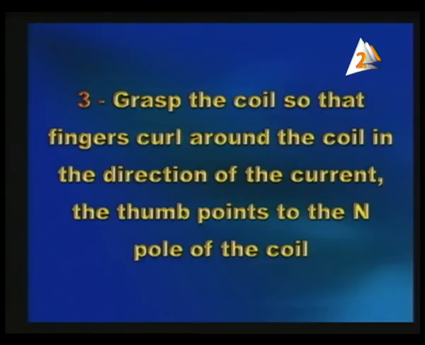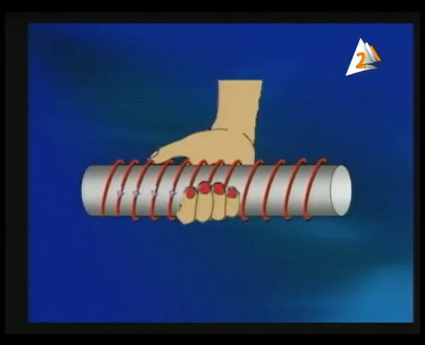Third method, grasp the coil so that your fingers curl around the coil in the direction of the current. Let me say it again. Grasp the coil so that your fingers curl around the coil in the direction of the current. The thumb points to the direction of the north pole of the coil. It is shown in front of you.